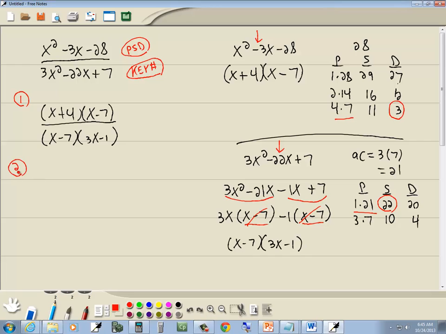Step 2, cancel if possible. Well, see how they both have an x minus 7? Those are going to cancel. And our answer will be x plus 4 over 3x minus 1.